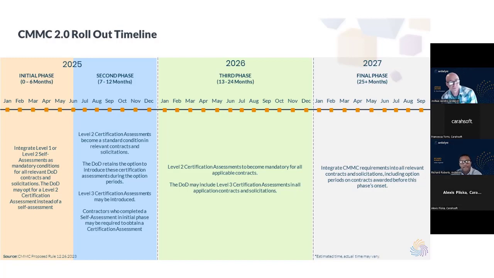In the second phase, that's in the 7 to 12 month period, you're looking at a point in time when level 2 certifications will become the standard condition in relevant contracts and solicitations. So what does that mean? That means that will be in your contract, right? Right now, today, what governs the rules of engagement for your contract? Today, you may see the 70-12 clause inside that contract. There are rules of engagement that you need to adhere to, which are the NIST 800-171 requirements that you need to meet.